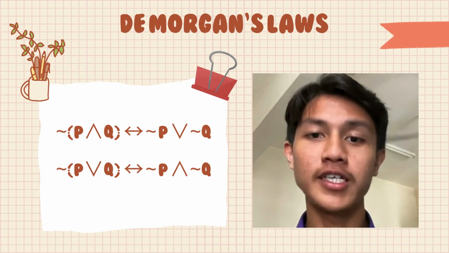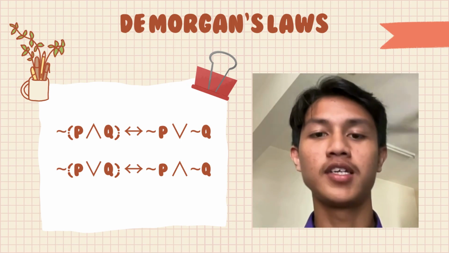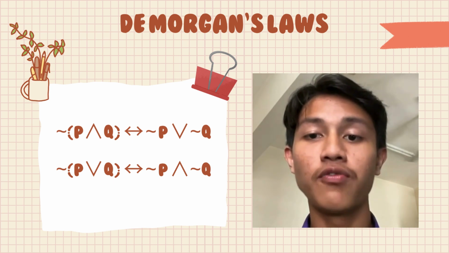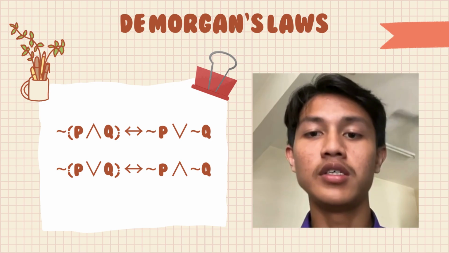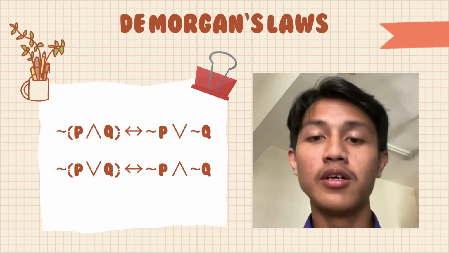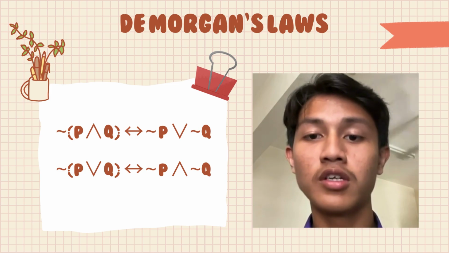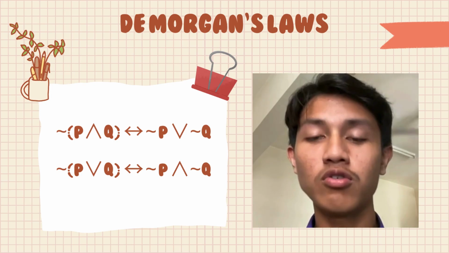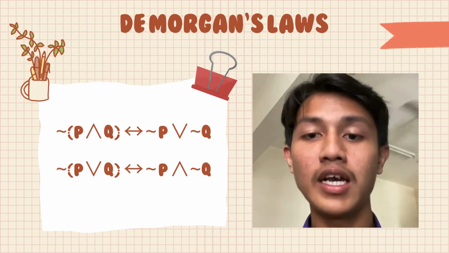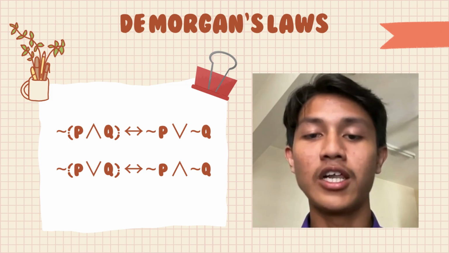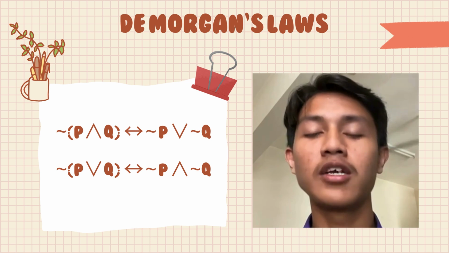So now let's move on to the next one, which is De Morgan's law. De Morgan's laws are extremely powerful in logic. They show how negation affects AND or OR. If we negate a whole statement like not (P and Q), we'll get not P or not Q. The same goes for not (P or Q), we'll get not P and not Q. These are often used in simplifying logical expressions and in programming conditions.